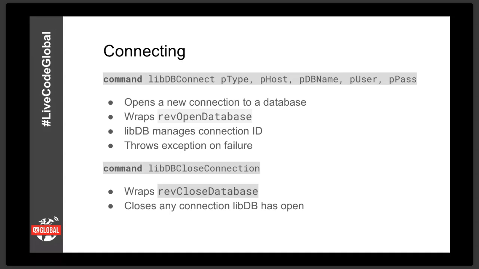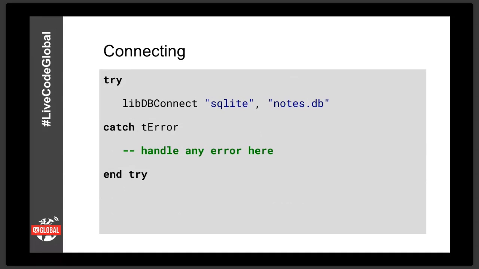And same with libdb close connection. That's a wrapper around revCloseDatabase, and that closes the connection to the database. Incidentally, for the DB connect for our SQLite database, we only really are concerned about the first two parameters, ptype and phost, where ptype is SQLite and phost is the file name of our SQLite database. When we come on to working on the cloud, we'll talk a bit more about the further parameters and where they are appropriate.